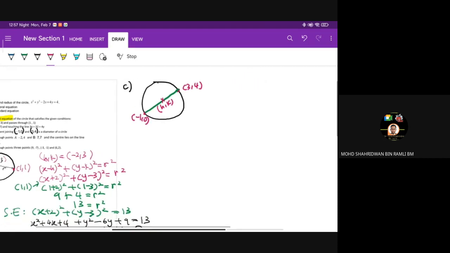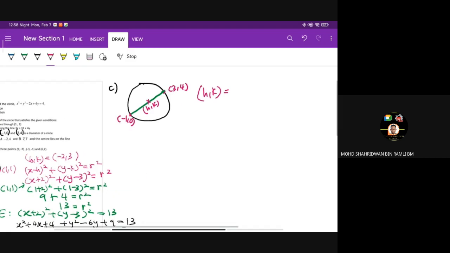So how to find HK? HK is the midpoint between these 2 points, so it will be (negative 1 plus 3) over 2, and then (0 plus 4) over 2. So negative 1 plus 3 is 2, 2 over 2 is 1, while 4 over 2 is 2. So HK, the center, is (1, 2). Simple.